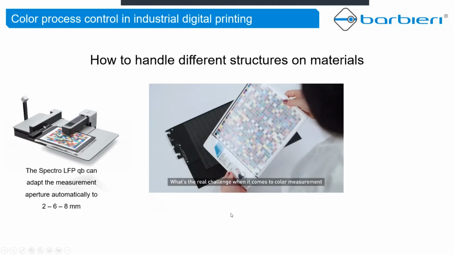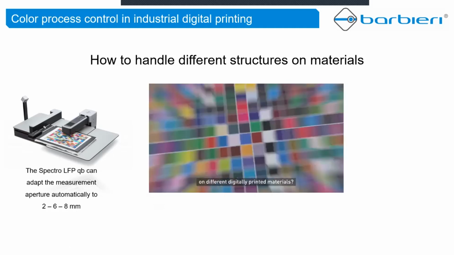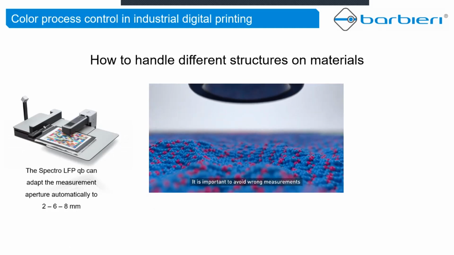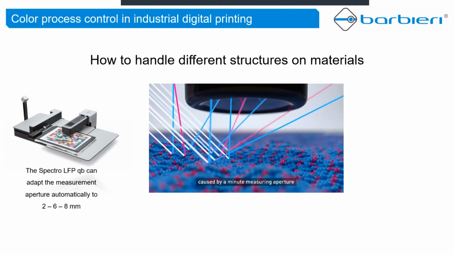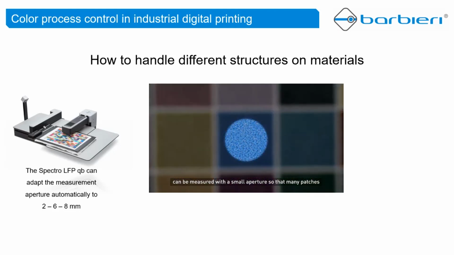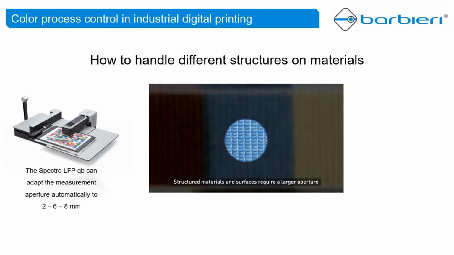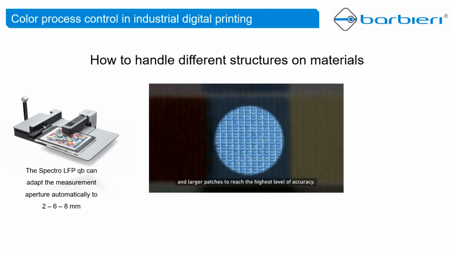What's the real challenge when it comes to color measurement on different digitally printed materials? It is important to avoid wrong measurements caused by a minute measuring aperture. Materials with even surface and high-resolution prints can be measured with a small aperture so that many patches can fit on one single page for easier handling. Structured materials and surfaces require a larger aperture and larger patches to reach the highest level of accuracy.